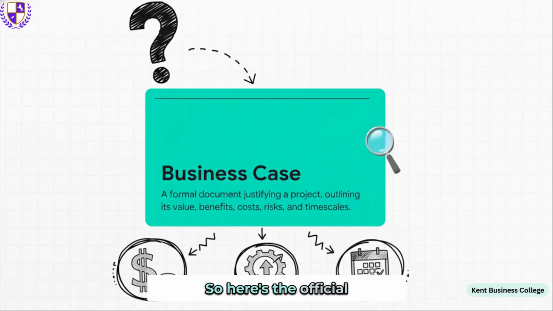So here's the official textbook definition. It's the formal justification for a project. But what does that really mean in plain English? Think of it as the project's original sales pitch. It's the document that convinced the people with the money to say yes by laying out all the value, the costs, and the risks involved.